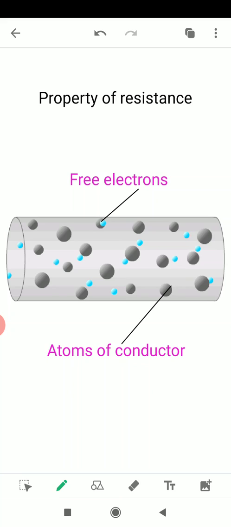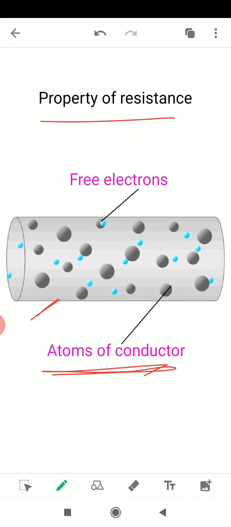Now here I am showing this diagram to show you the property of resistance. See here, this black surface which is drawn here is the surface of a metal, or you can say it is a surface of a conductor. Conductor is also made up of atoms. Now what happens inside when the current is flowing through it?